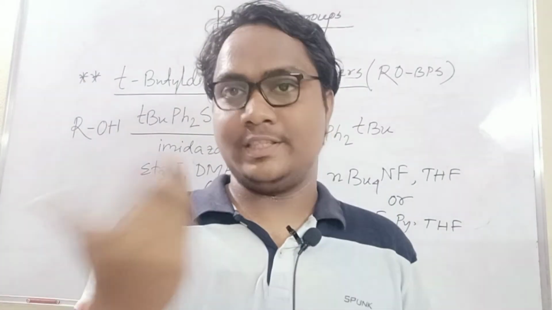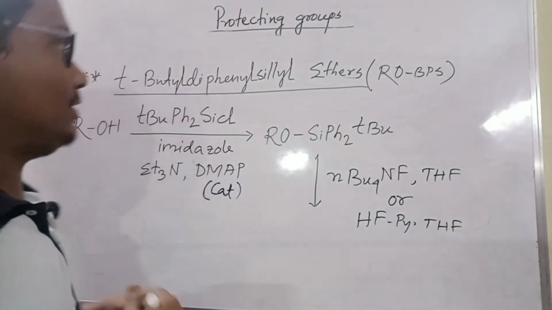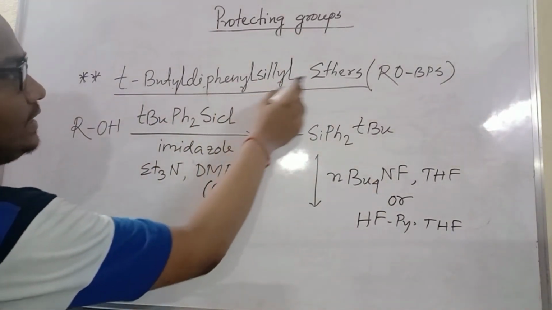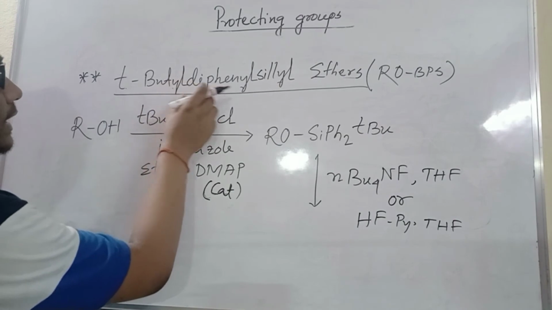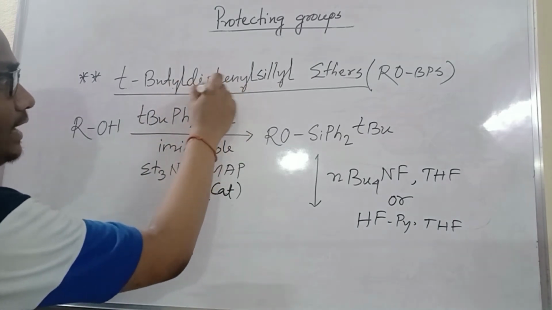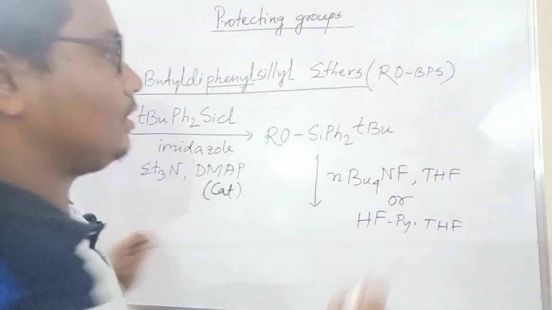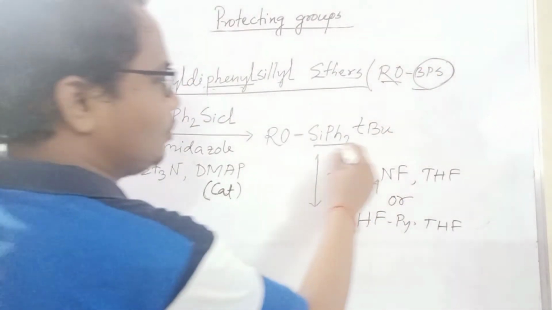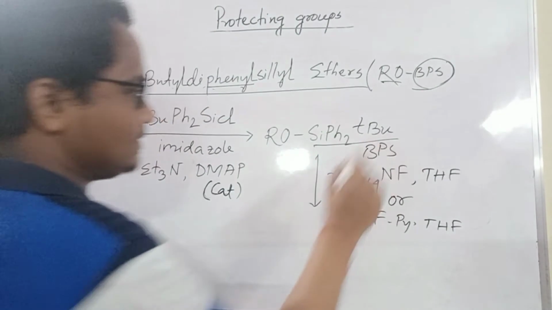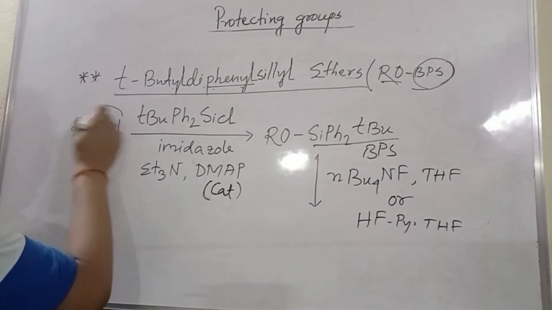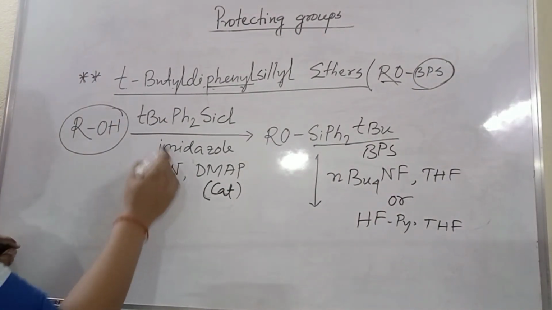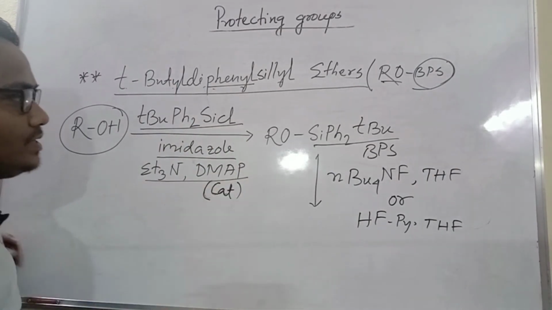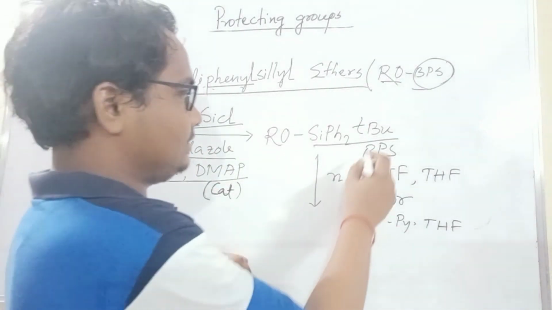It is also in the silicon family. This is called tertiary butyl diphenyl silyl ether. It is butyl diphenyl, not dimethyl, diphenyl silyl ether. It is called the BPS group. It is RO, and you also call it BPS. So you take the alcohol and do this, and imidazole is there, triethylamine, dimethyl is there. So you will get this.